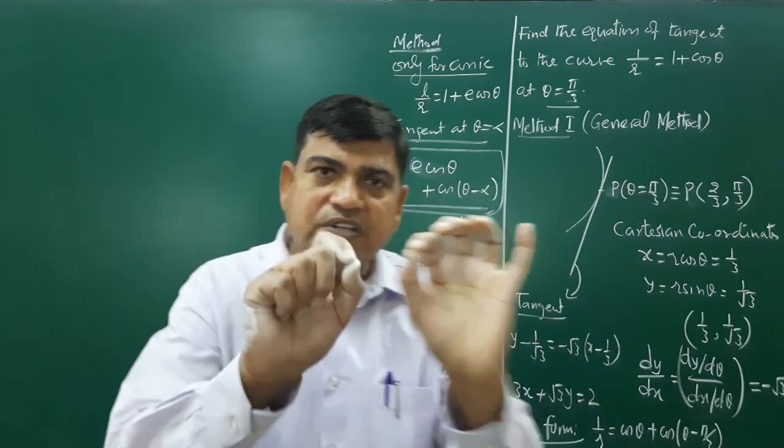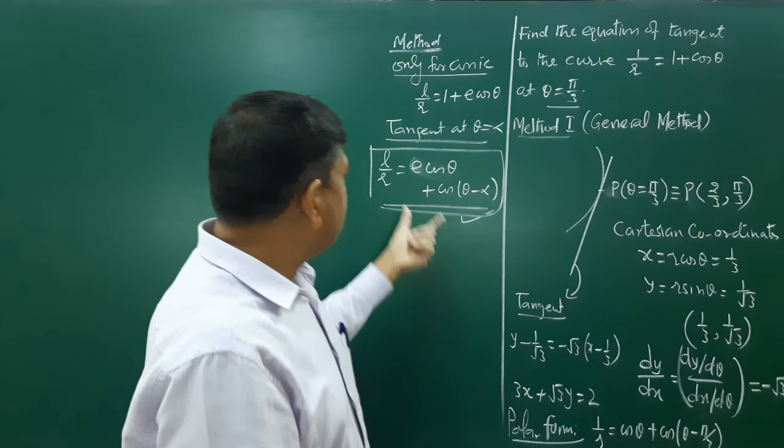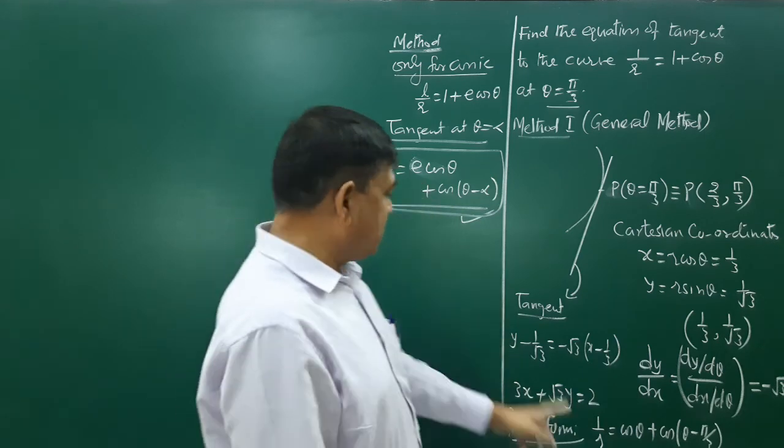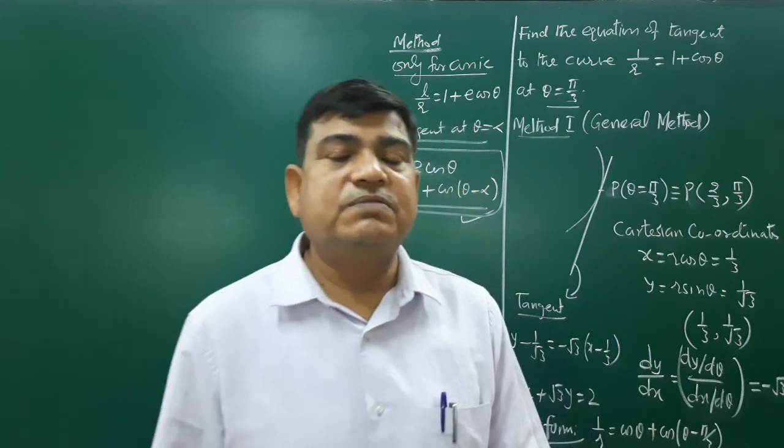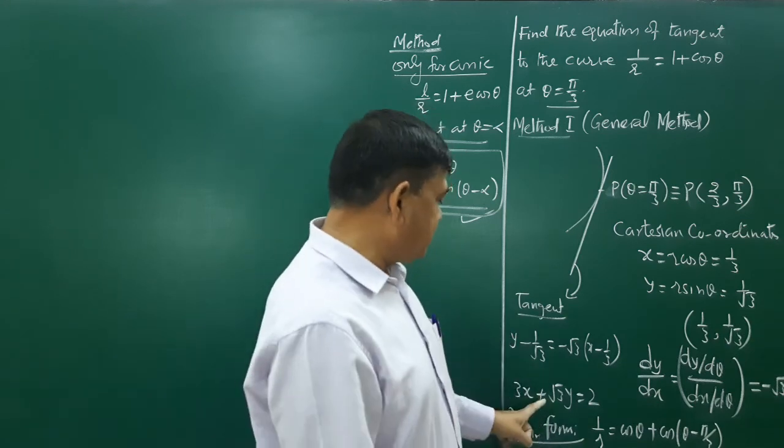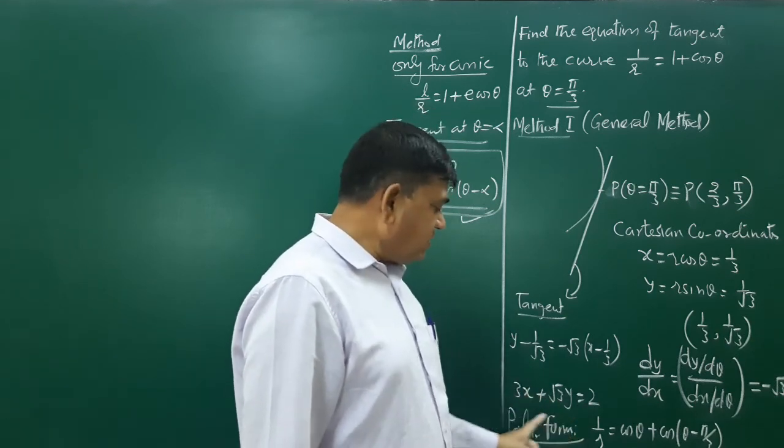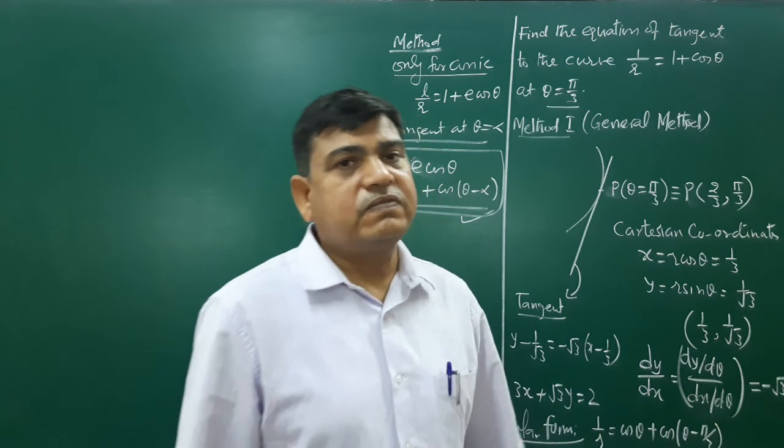So without using pen or pencil, we can write the equation of tangent, that is 1 upon r equals cos theta plus cos of theta minus pi by 3. The Cartesian equation was obtained. We can convert this Cartesian equation into this particular form.